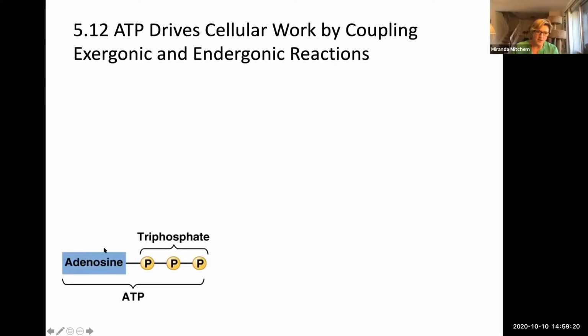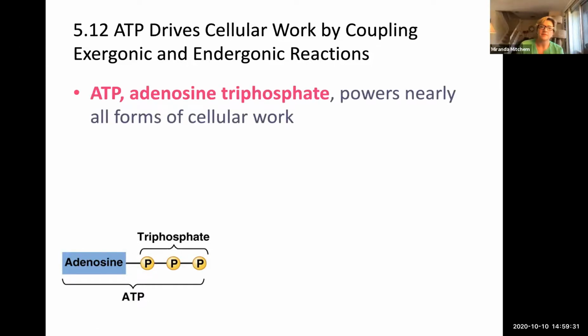So here's this molecule, adenosine triphosphate. Tri means 3. So it's got 3 phosphate groups linked to adenosine. And it's used for pretty much every form of cellular work by all living organisms.